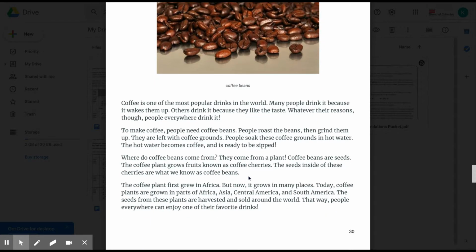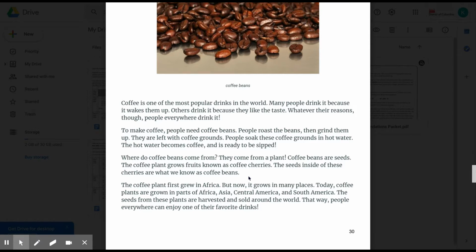Coffee is one of the most popular drinks in the world. Many people drink it because it wakes them up. Others drink it because they like the taste. Whatever their reason, though, people everywhere drink it.